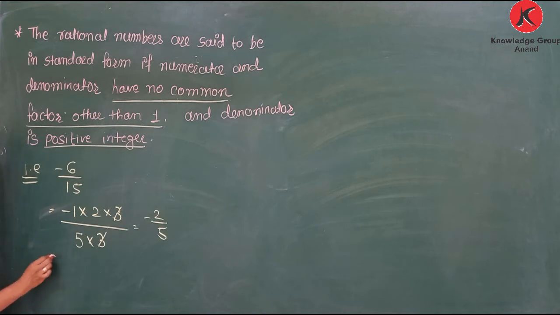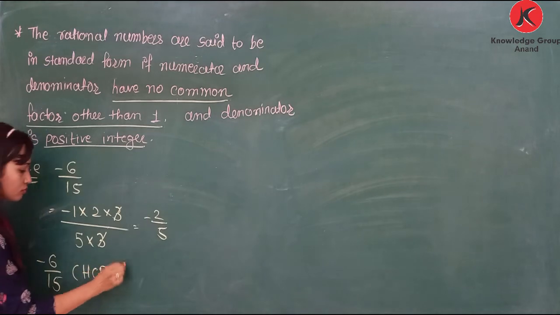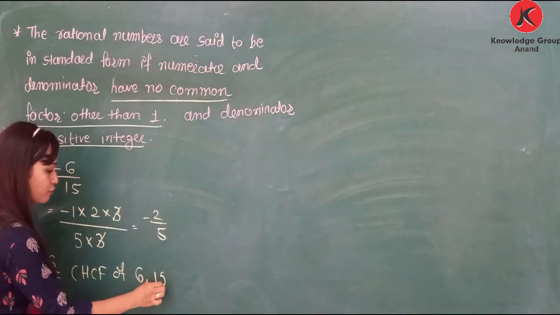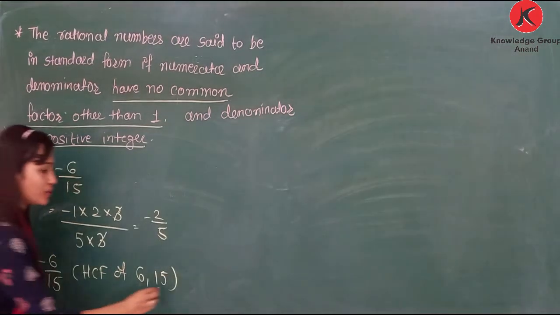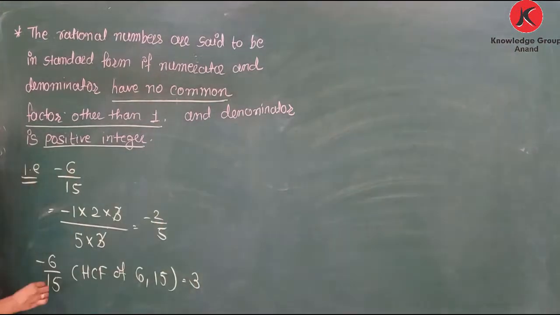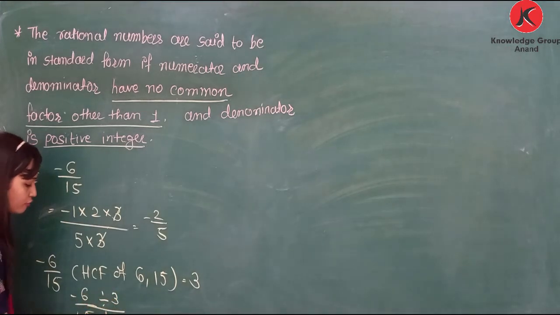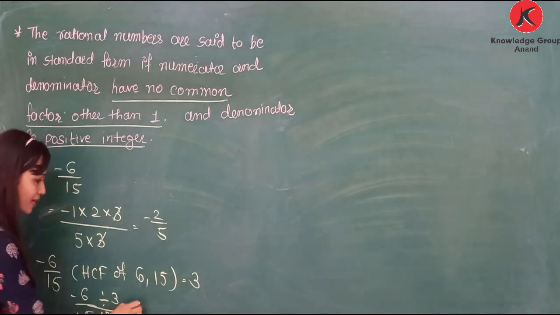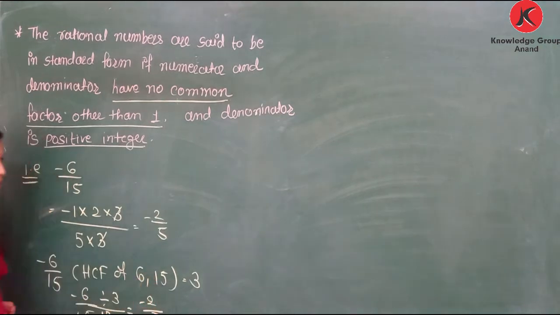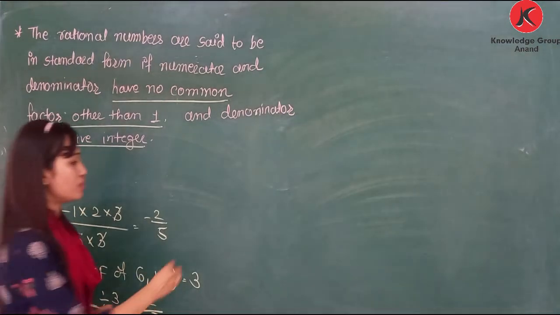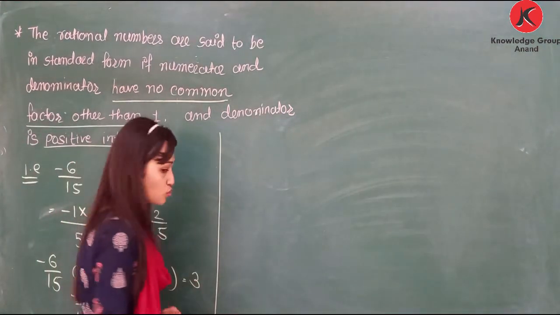Otherwise, we can find the HCF of 6 and 15, which is 3. If we find the HCF of both numbers and divide the numerator and denominator by the HCF, that will also give minus 2 by 5. One more example, so you will be clear with these two methods.